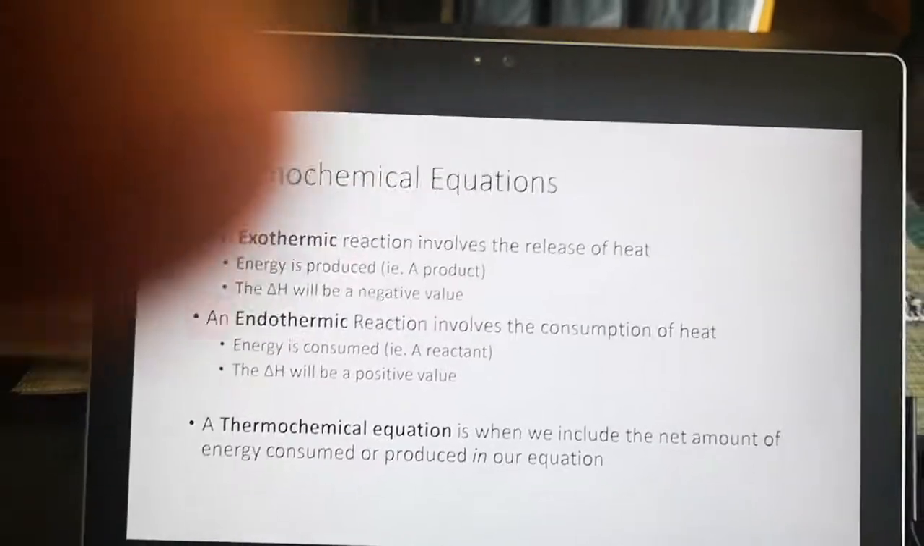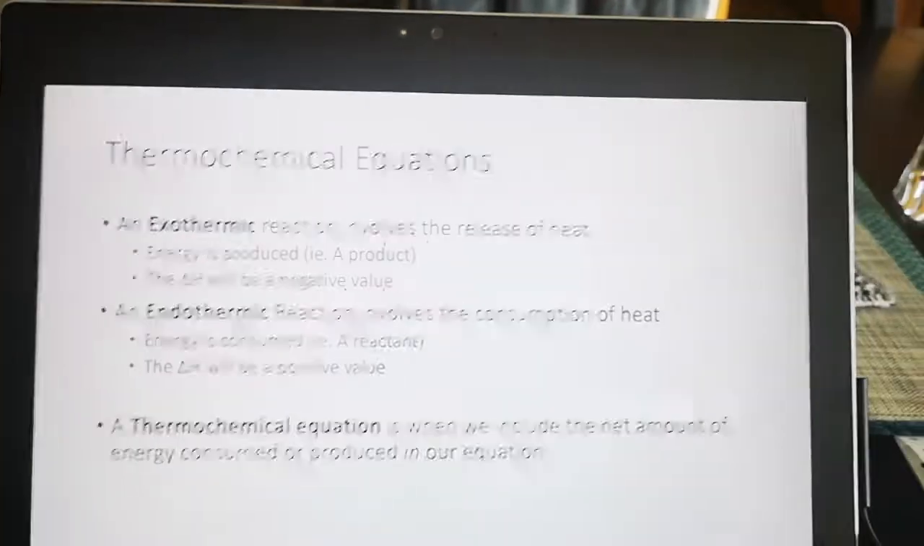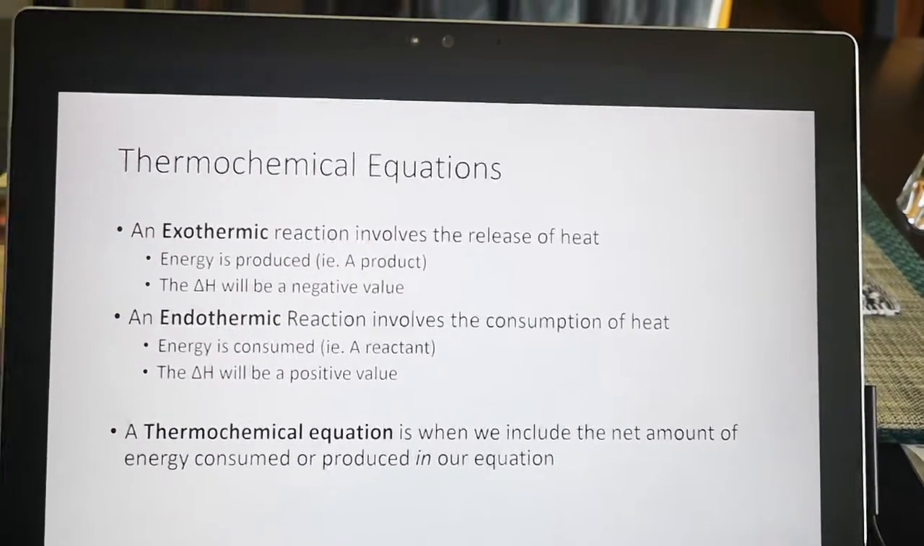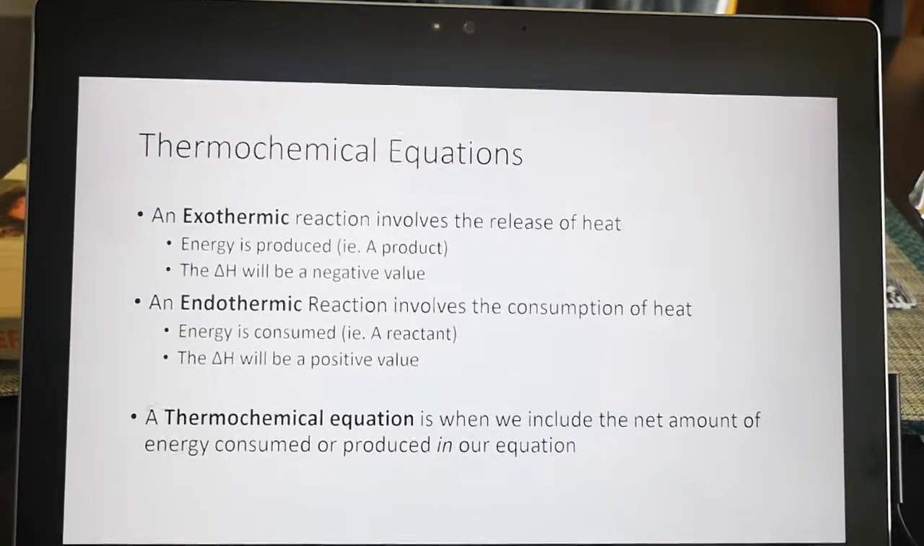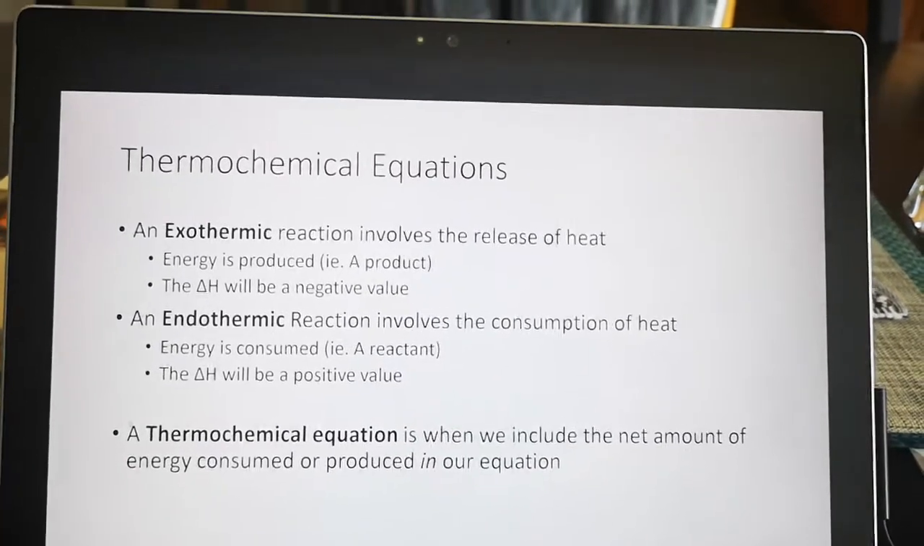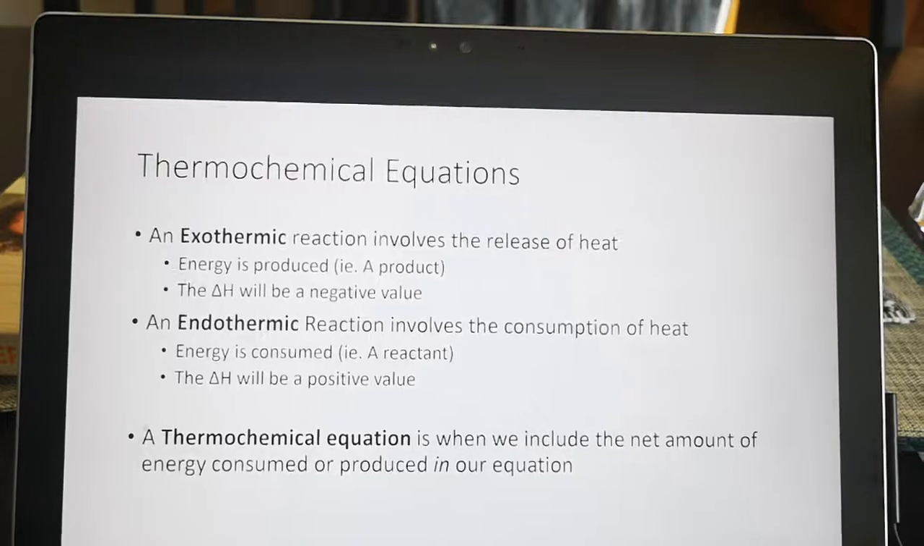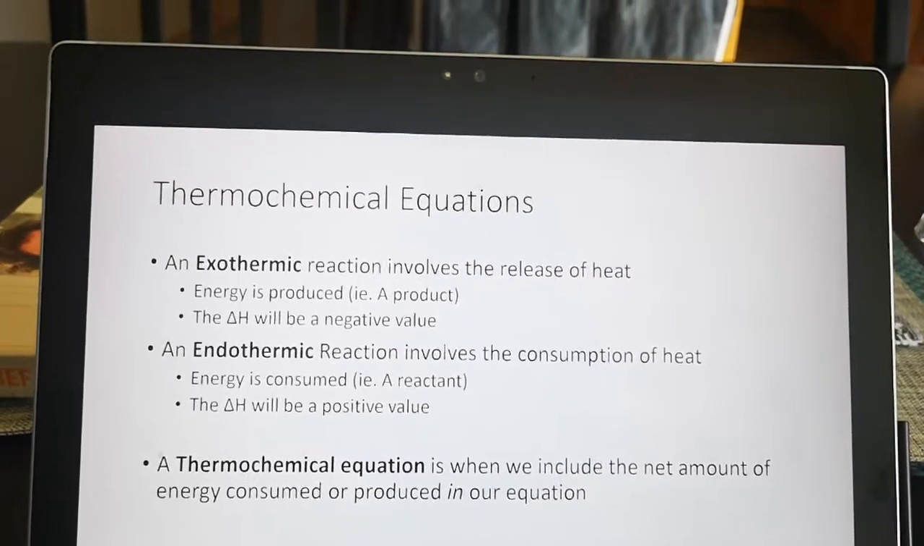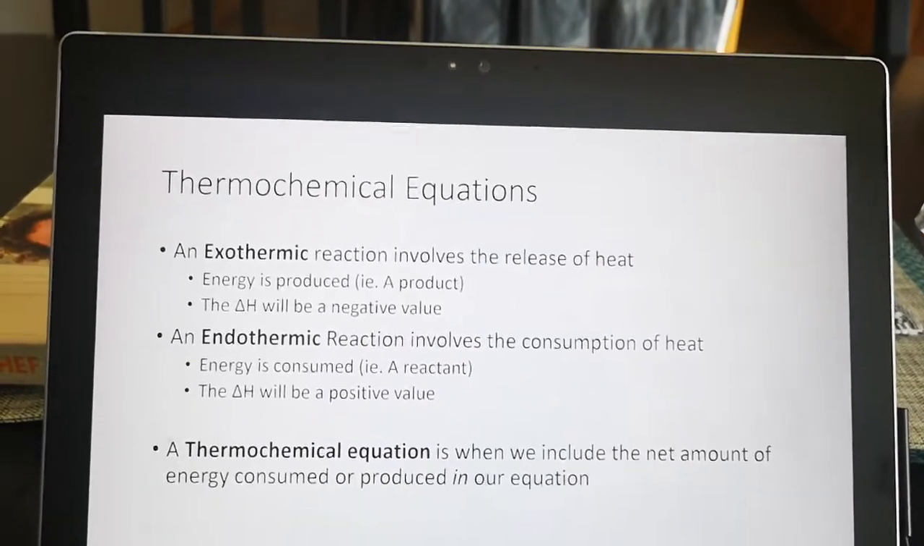If we're going to sketch out some thermochemical equations, we have to understand that an exothermic reaction involves the release of heat. Heat is a product, so it's on the product side of our equation, and the delta H will always have a negative value. So the change in energy, there is a net loss of energy in the system, and it's released to the environment.